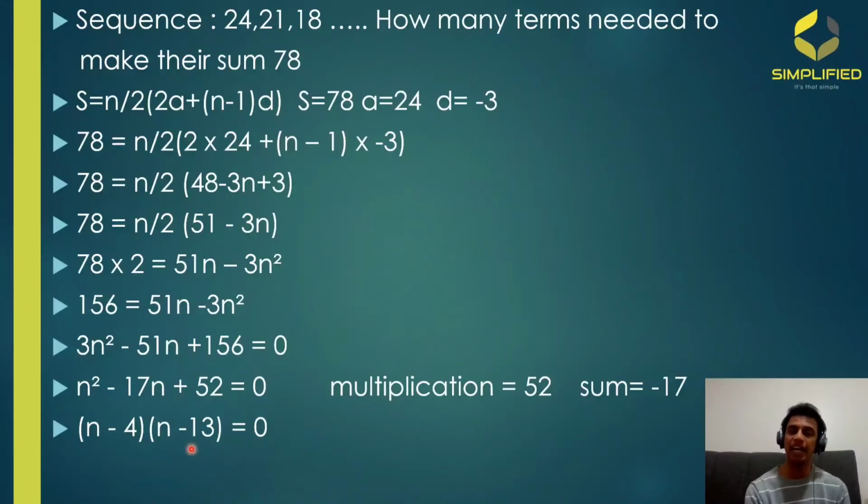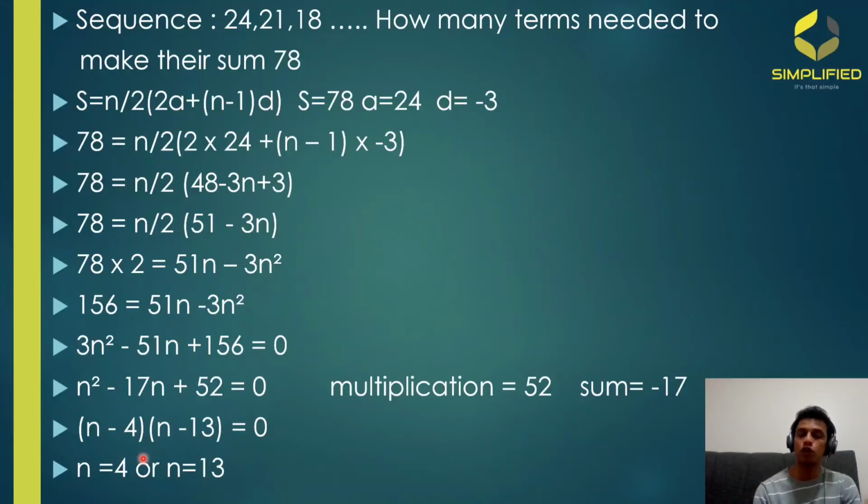So n can have values 4 and 13. That is, n is equal to 4 or 13 basically. Minus 4 multiplied by minus 13 is 52, and upon adding, it is minus 17. So it is satisfying both of these conditions correctly. That means the possible values for n are either n is equal to 4 or n is equal to 13.